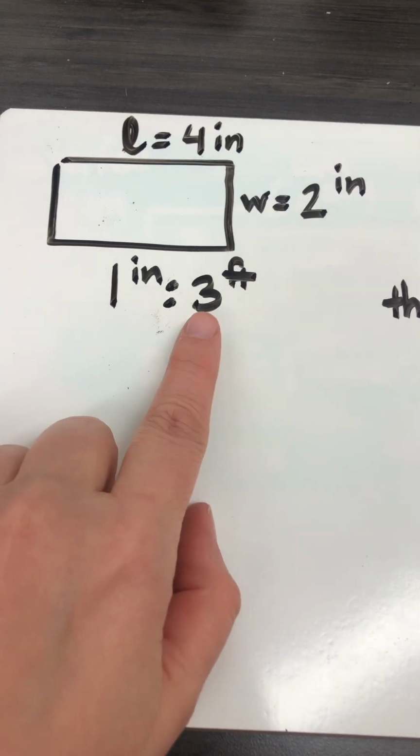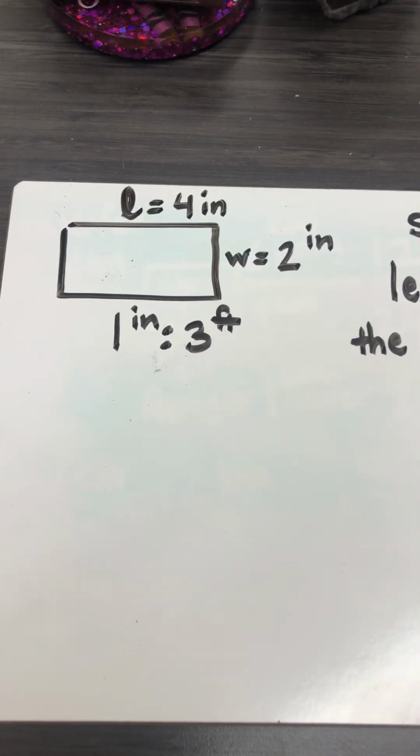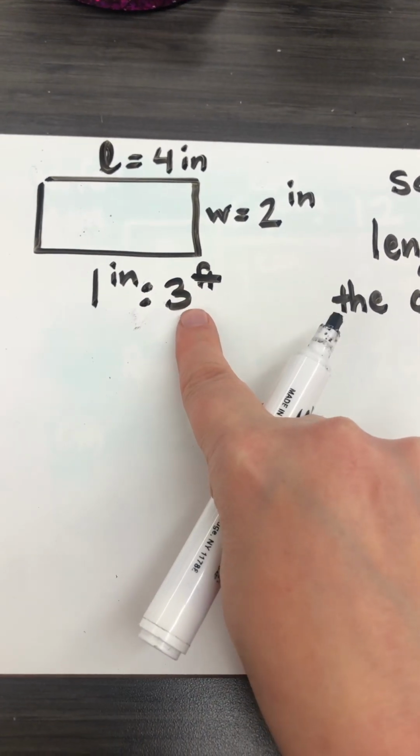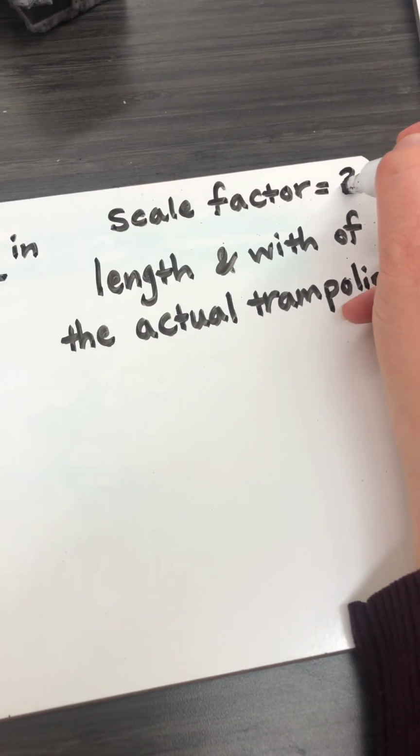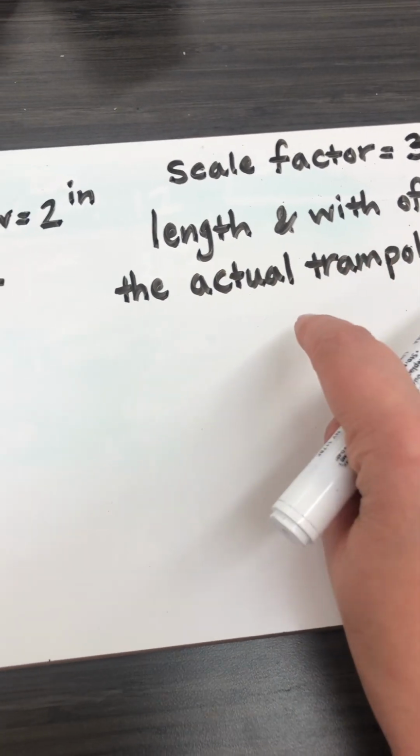Every 1 inch represents 3 feet. So I want to find the scale factor first. Since I already have that every 1 inch represents 3 feet, this is my scale factor. So scale factor is going to be 3. And then I want to figure out the length and the width of the actual trampoline.